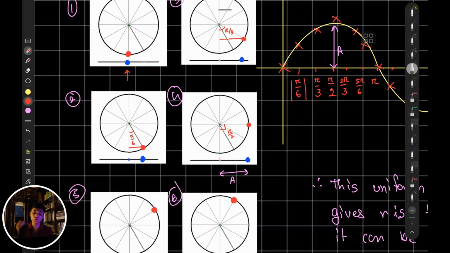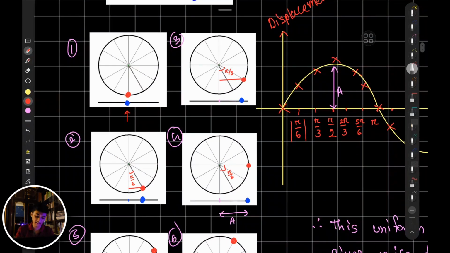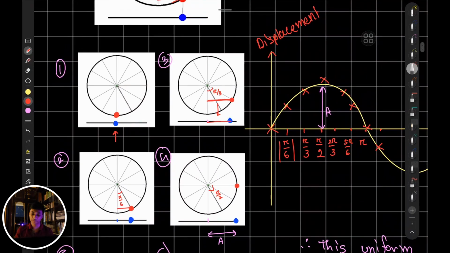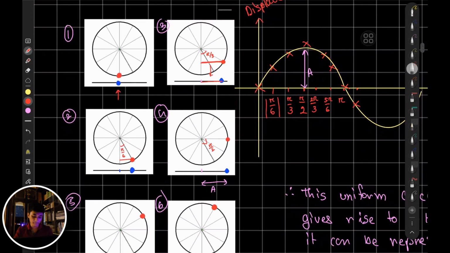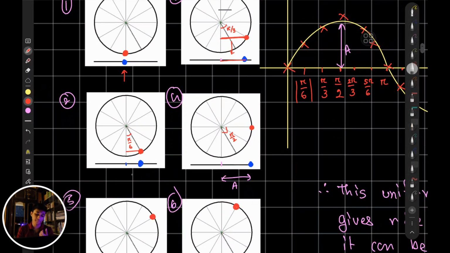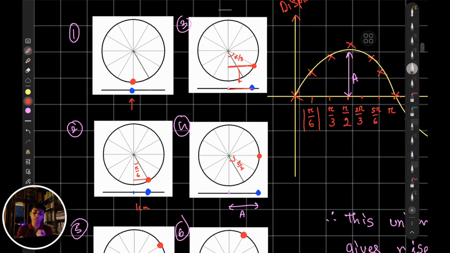Next, when it moves by π/3 radians, meaning it goes from this to this position, it will make this length. And if you project it over here, it's going to be this much. Let's say this is 1.7 centimeter. This projection, this length, is known as the displacement, by the way. I've written it over here. So when it was at π/6 rad, it was 1 centimeter. When it moved to π/3 rad, it became 1.7 centimeter.